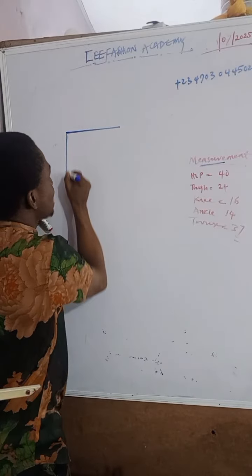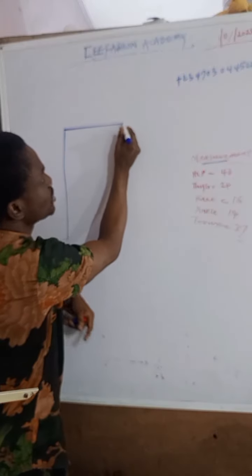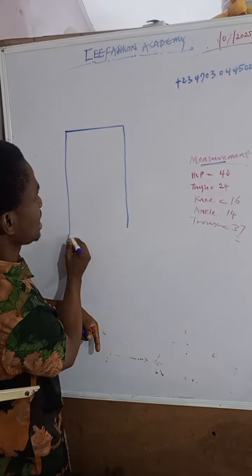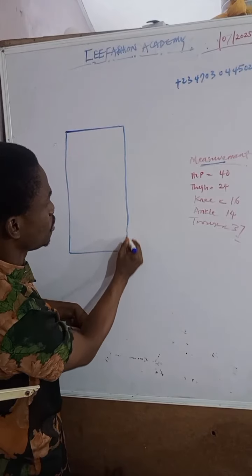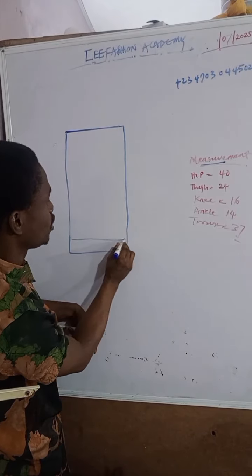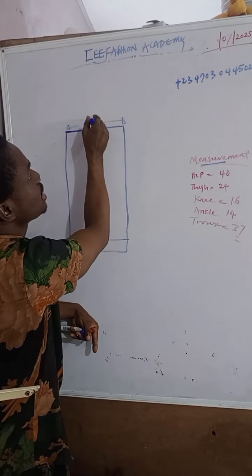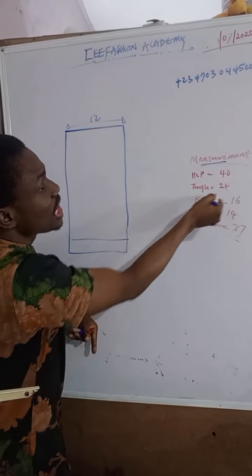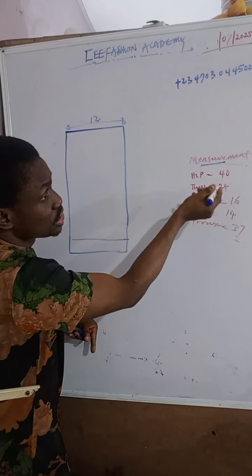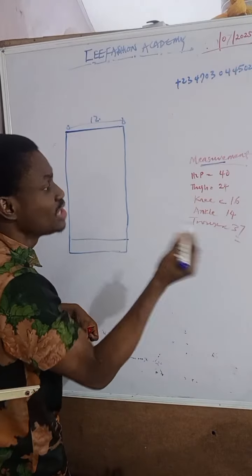Let's draft that. From here to here is actually our pattern paper already folded. Now remember, the distance from here to here, like I told you, is 12 inches. Why is it 12 inches? Because the thigh is 24 inches. We divided the thigh by 2. We always divide it by 2.